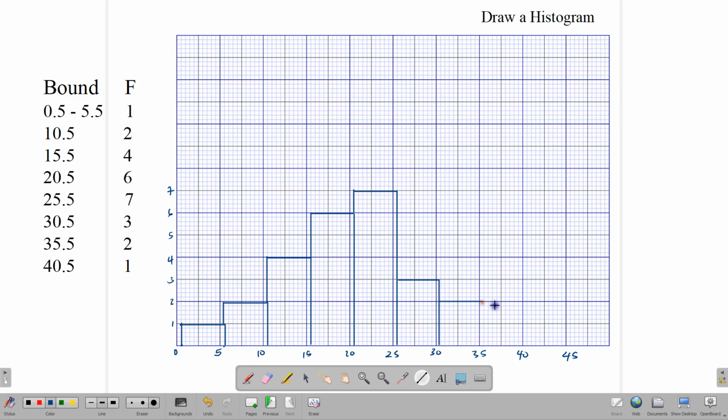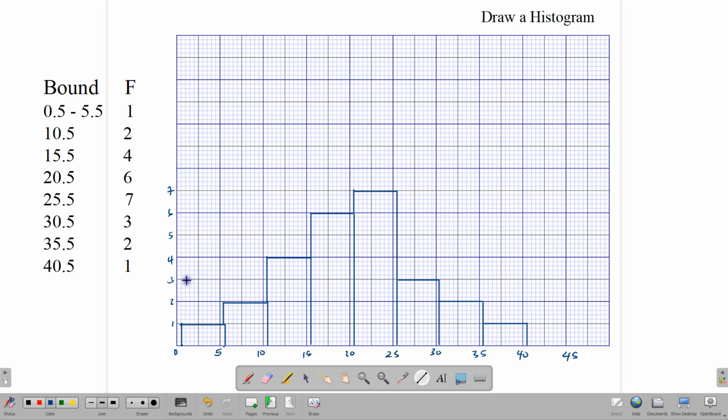So there we go. And as we said, with this particular histogram, all the bars are equal because all the classes are equal. And the last one we have here is 40.5 to 1. And so we draw that one across, and there we go. We are finished drawing our histogram.